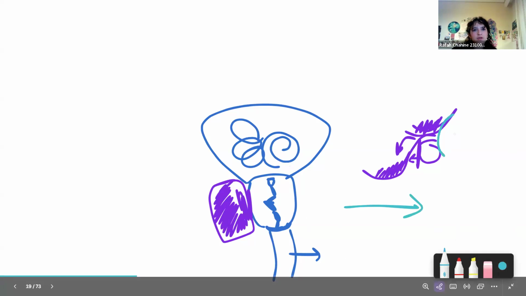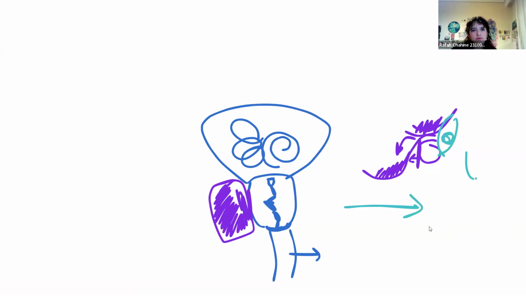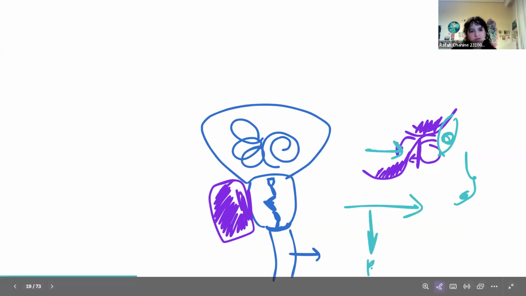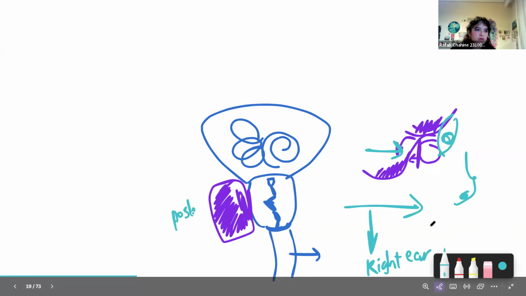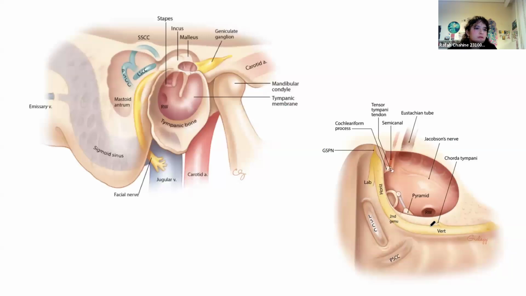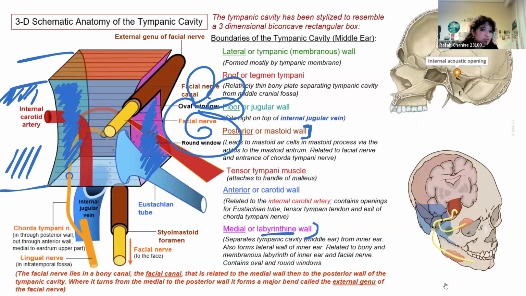And I have my eyes over here, okay? Well, I have my nose over here, essentially. So the face is this way. Let's just say that this is my right ear, okay? I'm looking at my right ear. So this is why this is going to be the posterior or mastoid, okay?